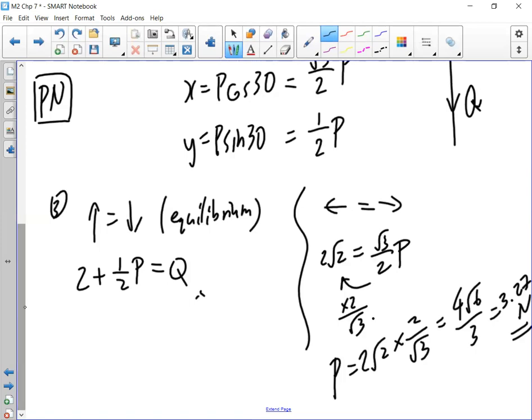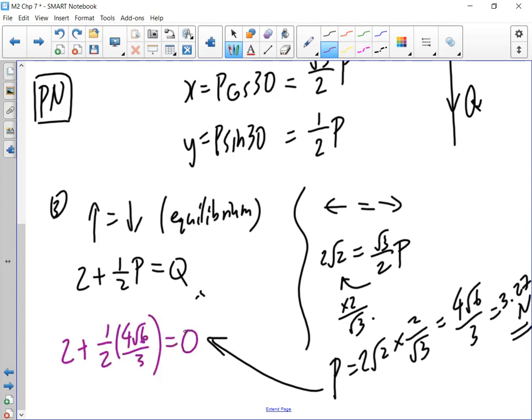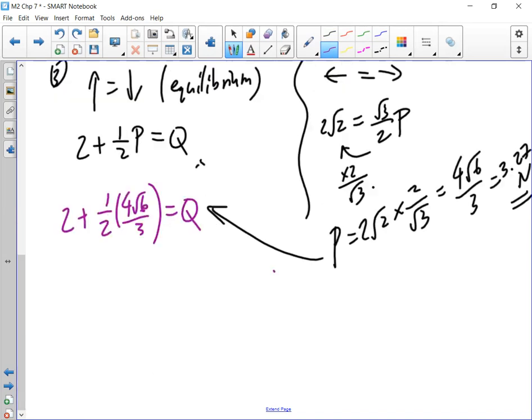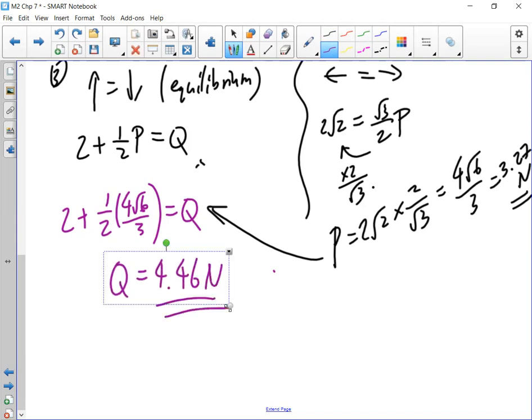So P is 4√6/3, so I substitute it in. So 2 plus a half times 4√6/3 equals Q. Again, plug the whole thing in the calculator. Q equals 4.46 Newton to 3 SF. And that will be the answer.